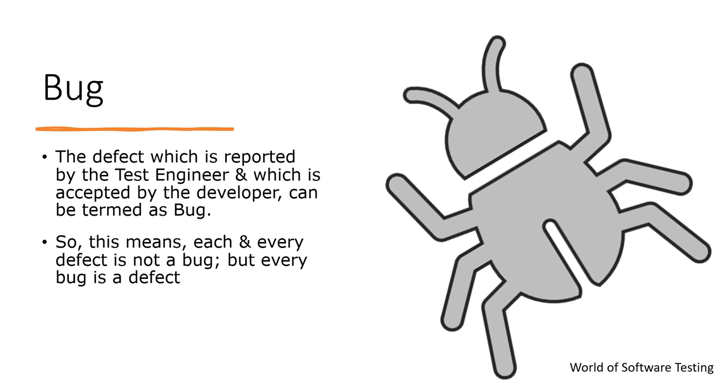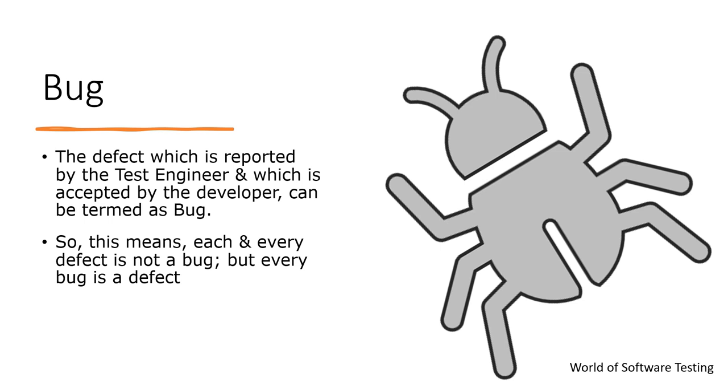The next term is bug. A defect which is reported by the test engineer and which is accepted by the developer can be termed as a bug. So if the test engineer reports, let's say, 100 defects, and out of those the developer accepts only 70, then those 70 can be termed as bugs, but the rest of the 30 are not termed as bugs. This means not every defect is a bug, but every bug is a defect.